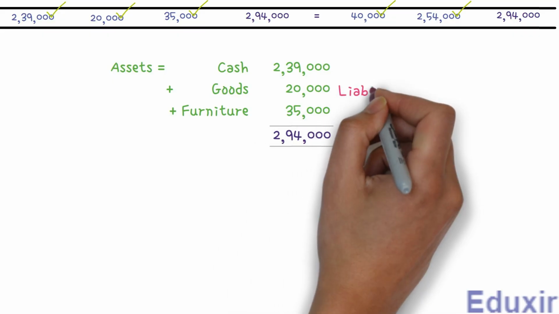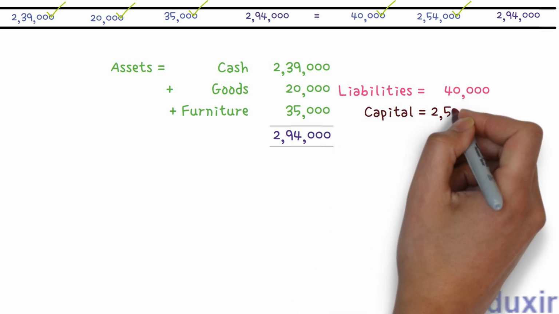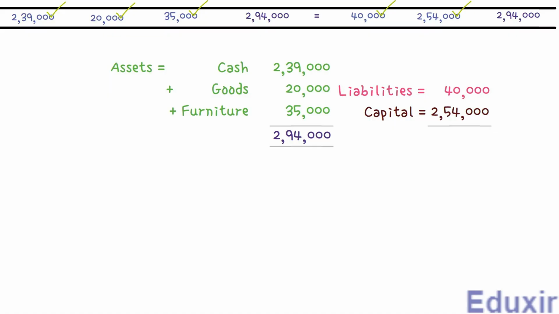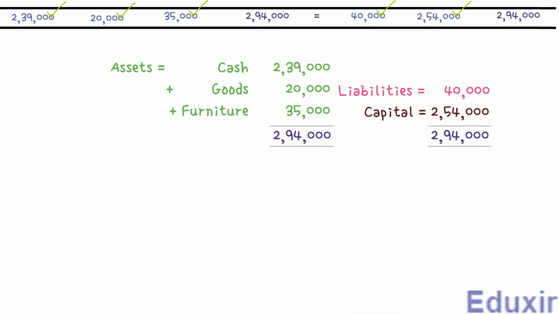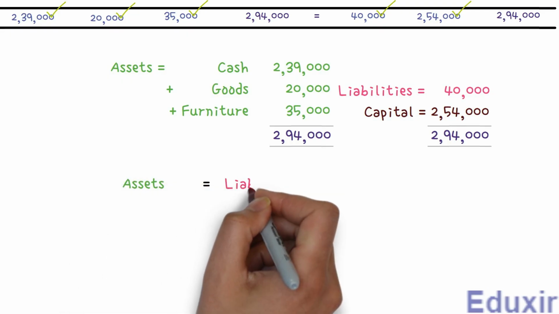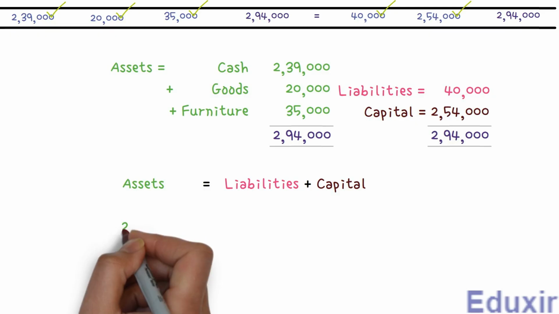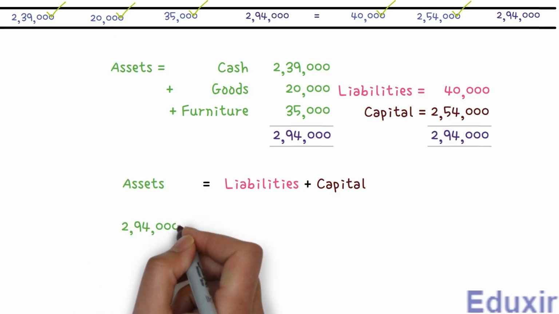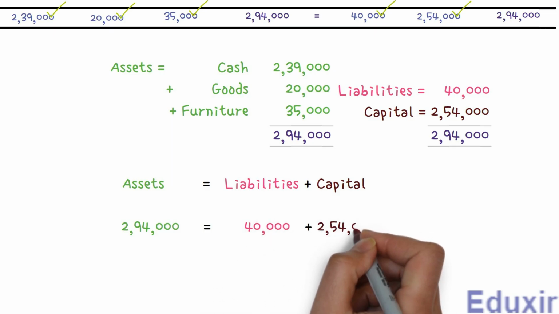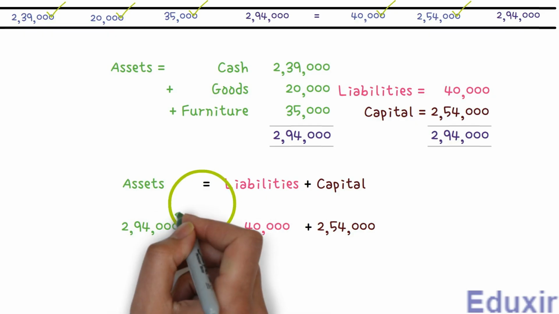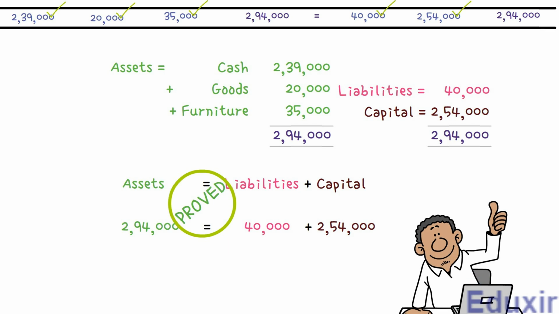Now the total liabilities of the business are worth 40,000 rupees and the capital of the business is 2,54,000 rupees. The total of the liabilities and the capital is equal to 2,94,000 rupees. So now we can say that the assets are equal to the sum of the liabilities and capital. In other words, the assets worth 2,94,000 rupees are equal to the sum of the liabilities worth 40,000 rupees and the capital amount of 2,54,000 rupees. With that, we have proved the accounting equation table. And with that, we have come to the end of the solution to this problem.